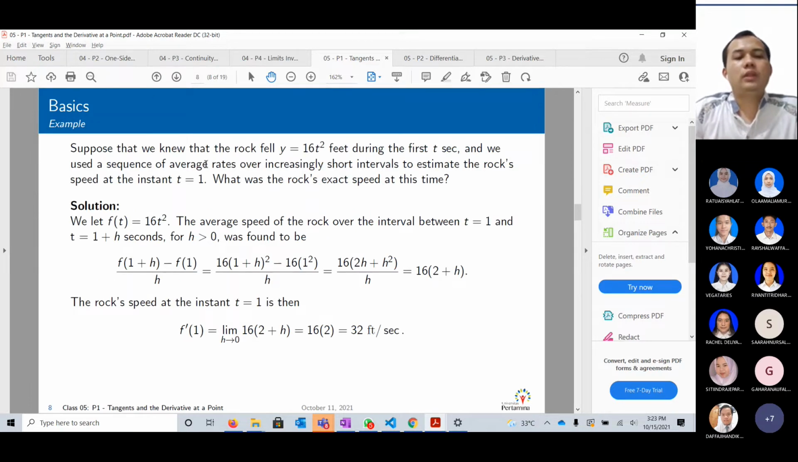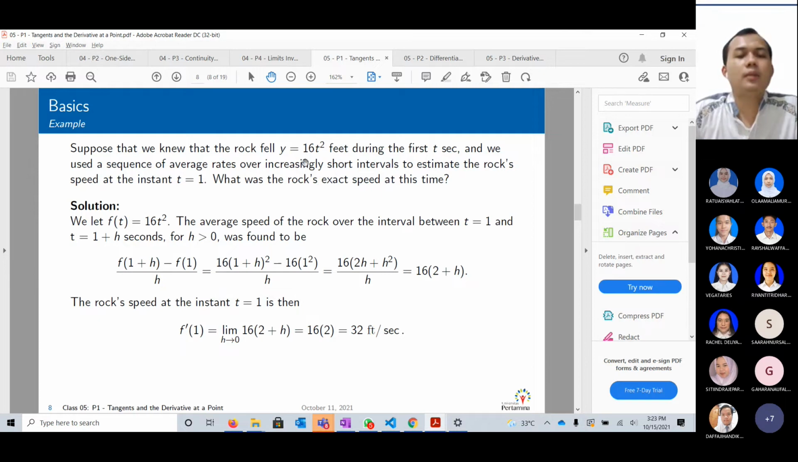Suppose that we knew that the rock fell at y equals to minus 16 t squared feet during the first t seconds. And we use a sequence of average rates over increasingly short intervals to estimate the rock's speed at the instant t equals to 1. What was the rock's exact speed at this time?